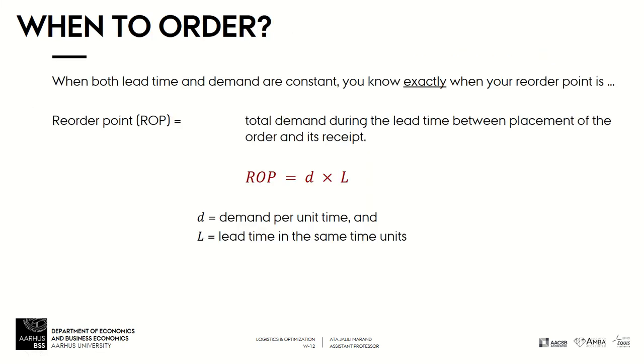So we answered the first question, which was how much to order. We found Q star, the economic order quantity. The next question is when to order. When we have deterministic lead time and demand, then it is easy to know exactly when we want to make an order. In this case, the reorder point is the point of time at which the inventory is equal to the reorder point. And what is this reorder point? It is the total demand during the lead time.